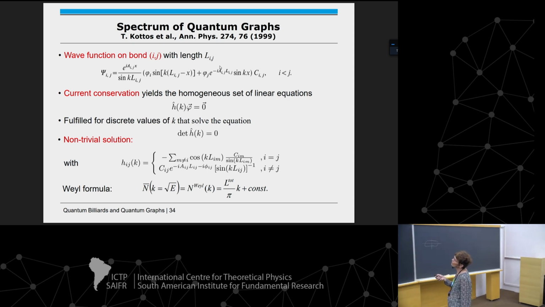L tot is the total length of your graph. Sorry, yeah, good that you asked. So the connectivity matrix is inside that L total. These are the lengths of the bonds, Lij, and when you sum over all lengths, then you get your L tot.